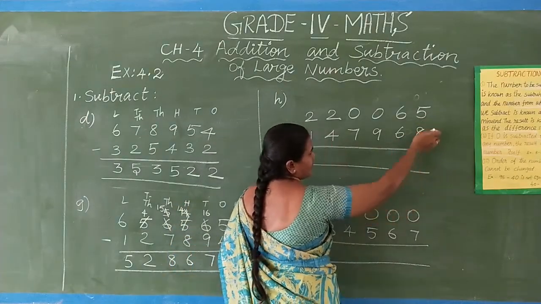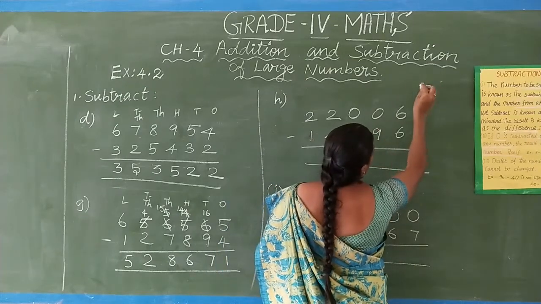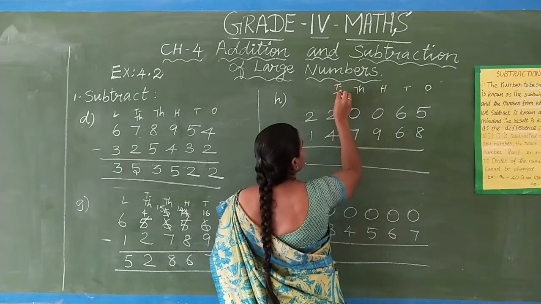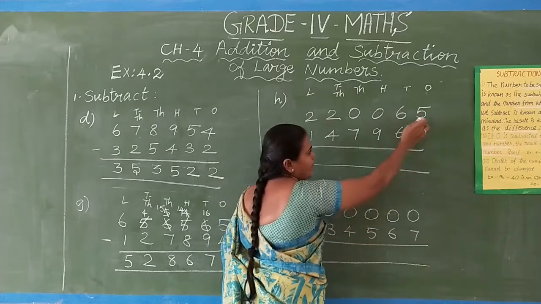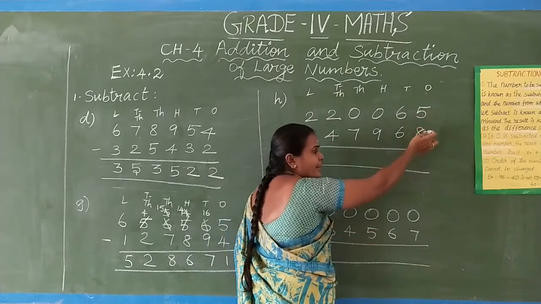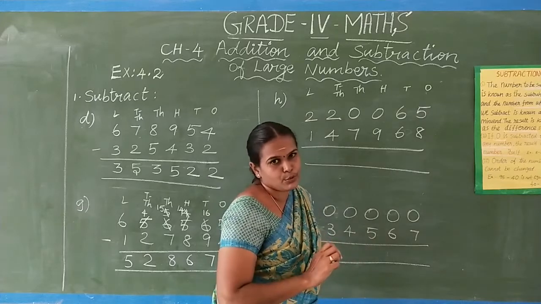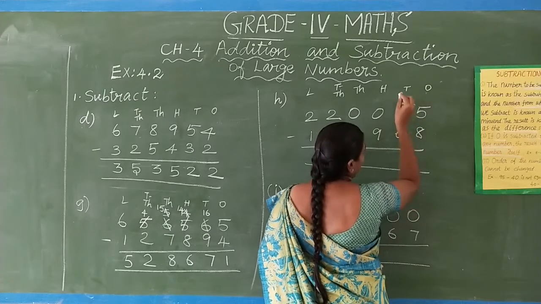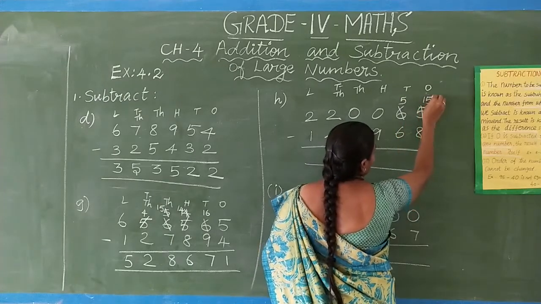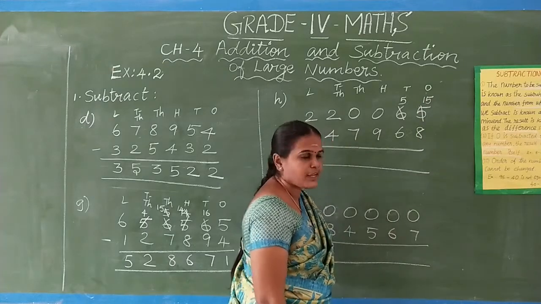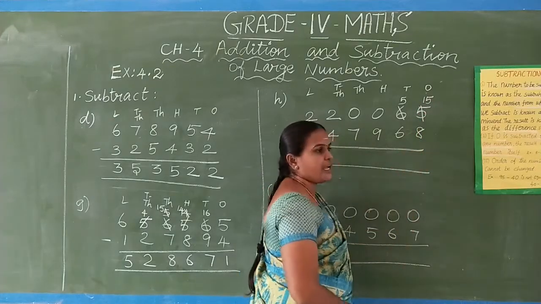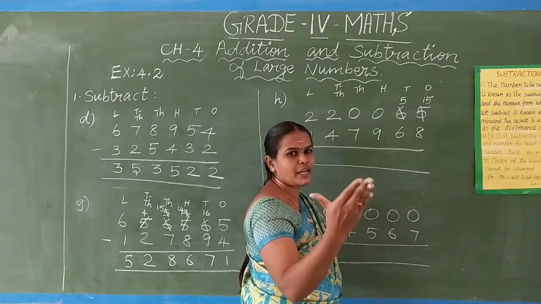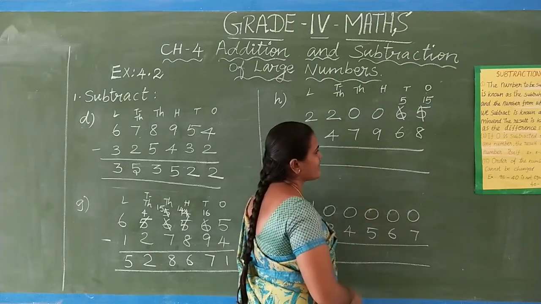5 minus date. So now you write the places. Ones, tens, hundreds, thousands, 10,000, lakhs. Okay. 5 minus 8. Small number minus big number. So we do borrow from here. So this 6 changed into 5. This 5 changes to 15. Now 15 minus 8. 8 after 9, 10, 11, 12, 13, 14, 15. So what is your answer?